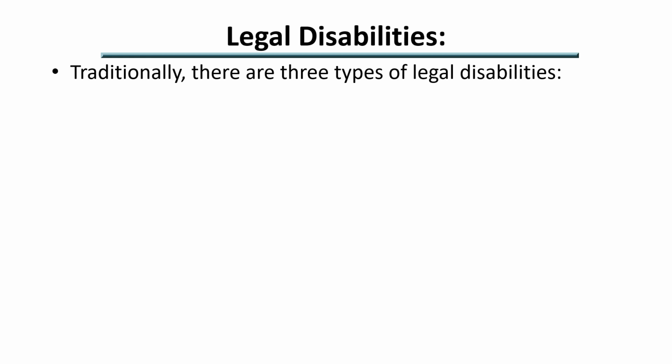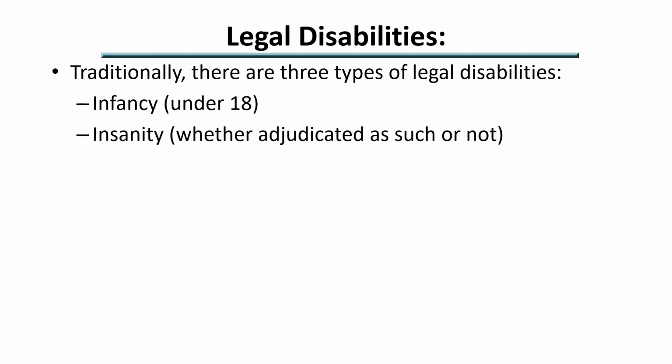Now, what are the legal disabilities? Traditionally, there are 3 of them, and I'm going to list them here, and then I'll give you a quick way of remembering them. The 3 are infancy, being under the age of 18, insanity, being crazy, whether you're adjudicated as such or not, and imprisonment. Now, you can easily remember these 3 because they all start with the letter I. So just think of the 3 I's for disability: infancy, insanity, and imprisonment.